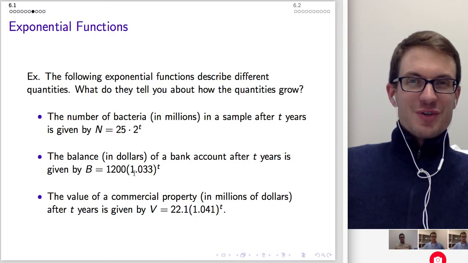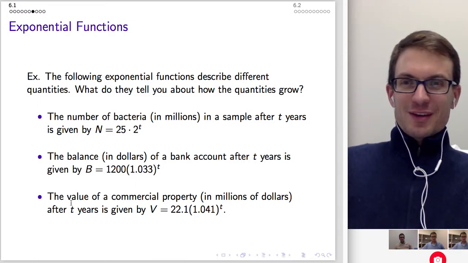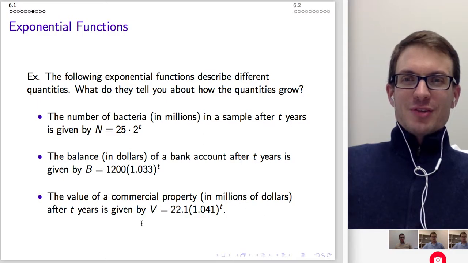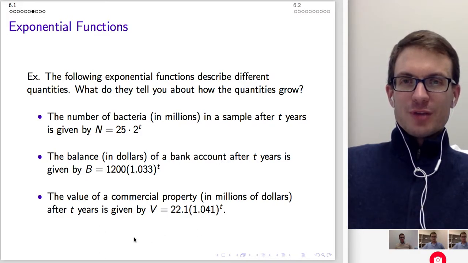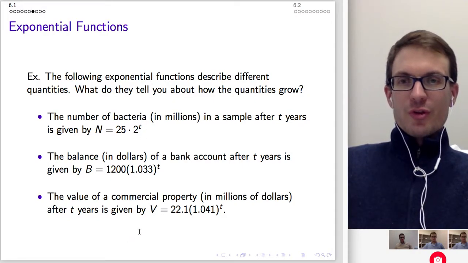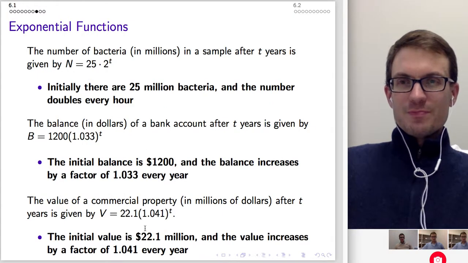Is this a good growth rate for a bank account? And then the value of commercial property in millions of dollars after t years is given by V equals 22.1 times 1.041 raised to the t-th power. Okay, so stop the video, write down your interpretation about the growth of the quantities, and then we'll resume.